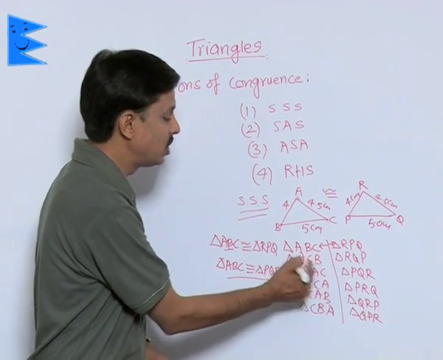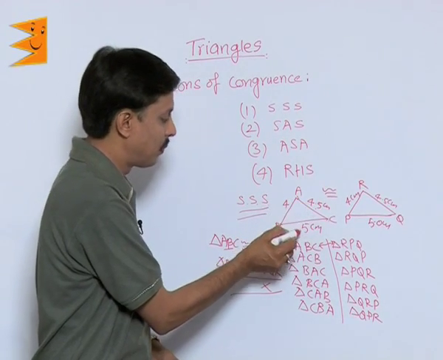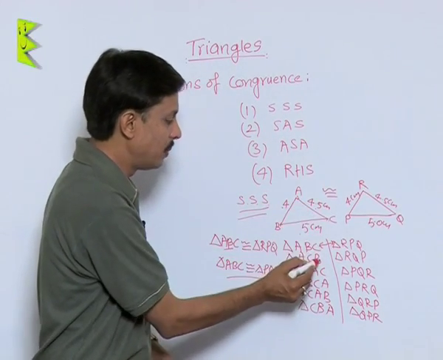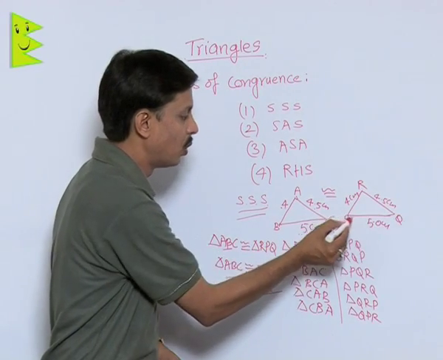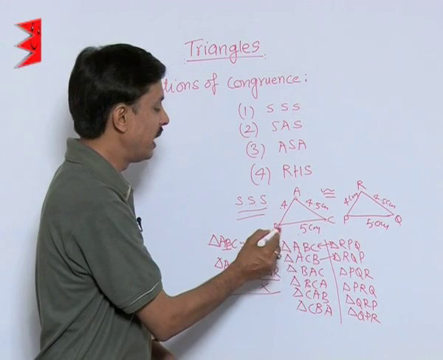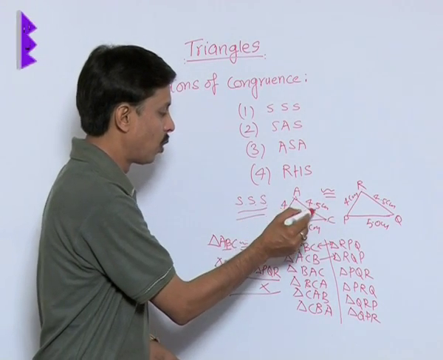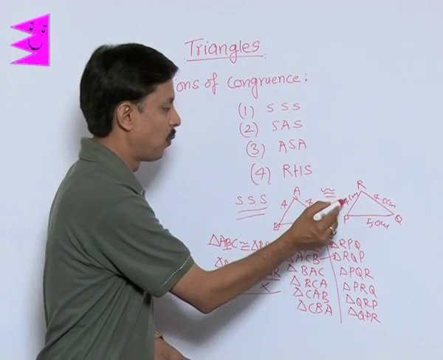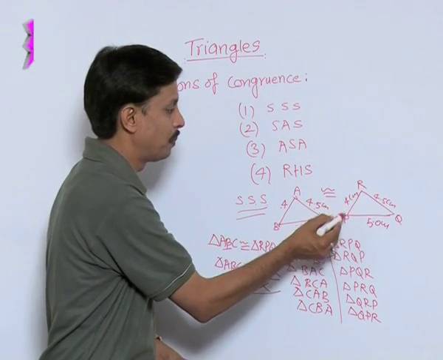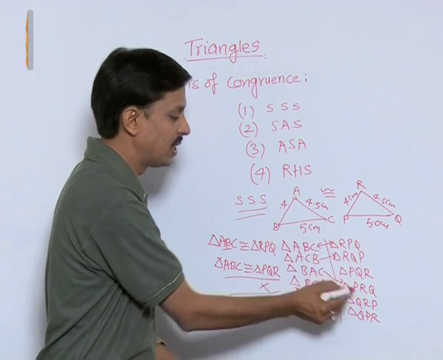Now if you see ACB, ACB is coming 4.5, 5, then 4. So ACB is congruent to RQP. BAC moves as 4, 4.5 and 5. So 4, 4.5 and 5 is PRQ. So BAC stands as congruent to PRQ.